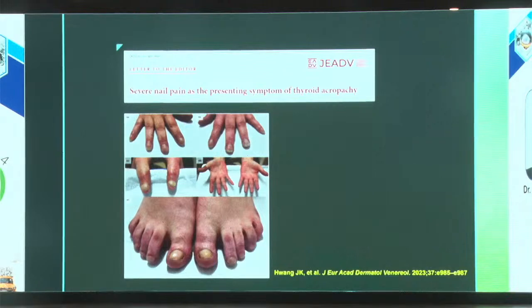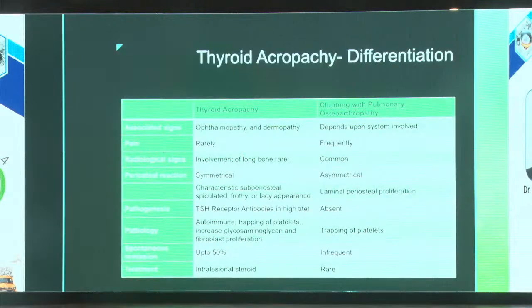At times, it can be very fast, leading to a painful situation. Severe nail pain can be a presentation of thyroid acropathy. And it also comes in a differential diagnosis with clubbing, the standard clubbing, the pulmonary osteoarthropathy. But it may not be very difficult to find out the differences.